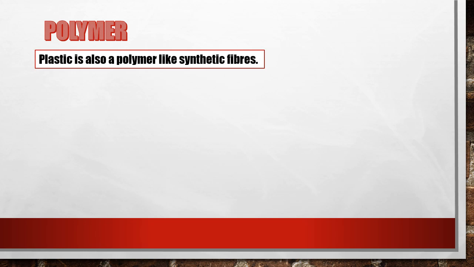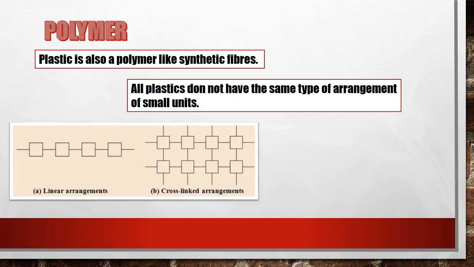Next, we know that plastic is also a polymer like synthetic fibers. Synthetic fibers are a type of polymer, and like that, plastic is also a polymer. All plastics do not have the same arrangement of small units. In some plastics, the smaller units are arranged in a linear manner and in some in cross-linked arrangements.